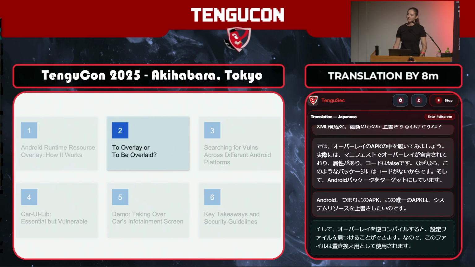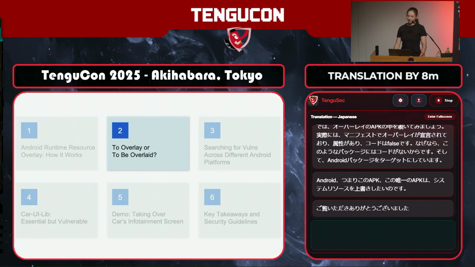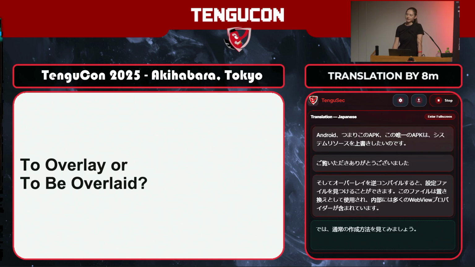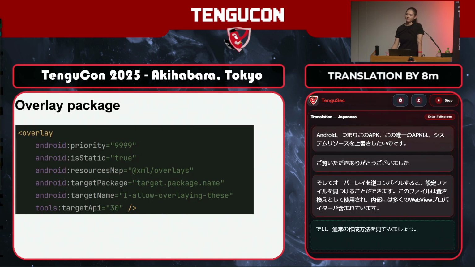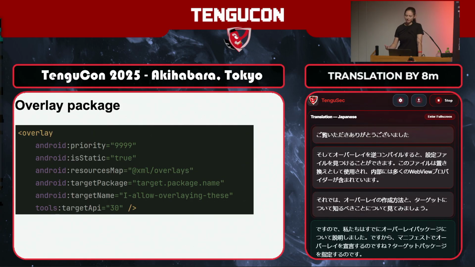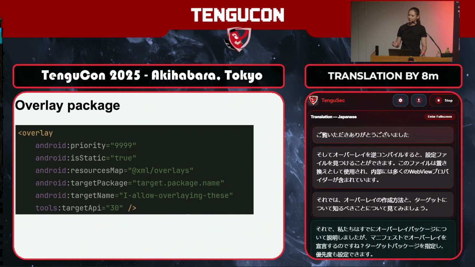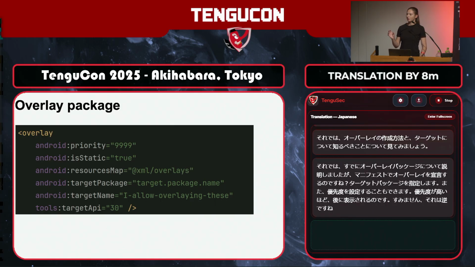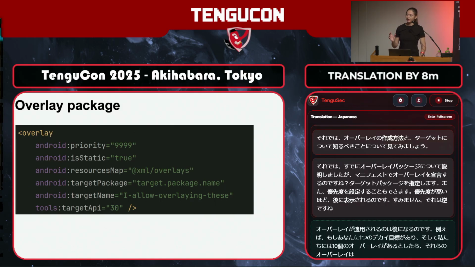So let's take a look at how to create an overlay, right? And what is necessary to know about the target package. We already covered the overlay packages. You declare the overlay in the manifest, right? You specify the target package, and optionally you can set a priority. The higher the priority, the later the overlay will be applied. So for example, if we have one target APK and 10 overlays, the overlay with the highest priority will be applied last.